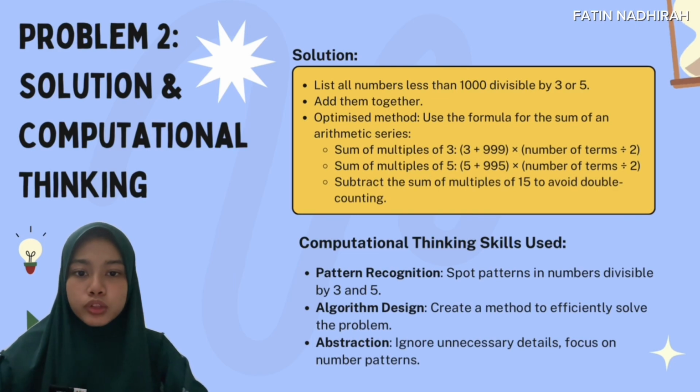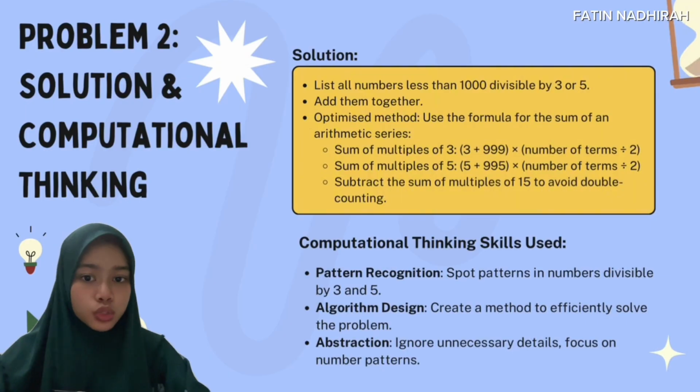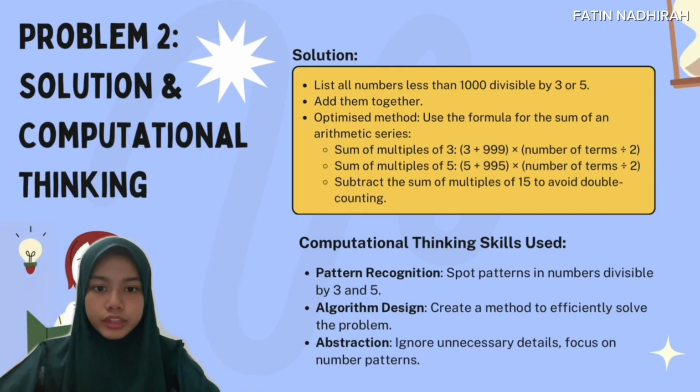Now, here's the important part. Some numbers like 15, 30 and so on are counted twice because they are divisible by both 3 and 5. These are the multiples of 15. We need to subtract them once so we don't double count. The smallest multiple of 15 is 15 and the largest below 1000 is 990. Dividing 990 by 15 gives 66 terms.